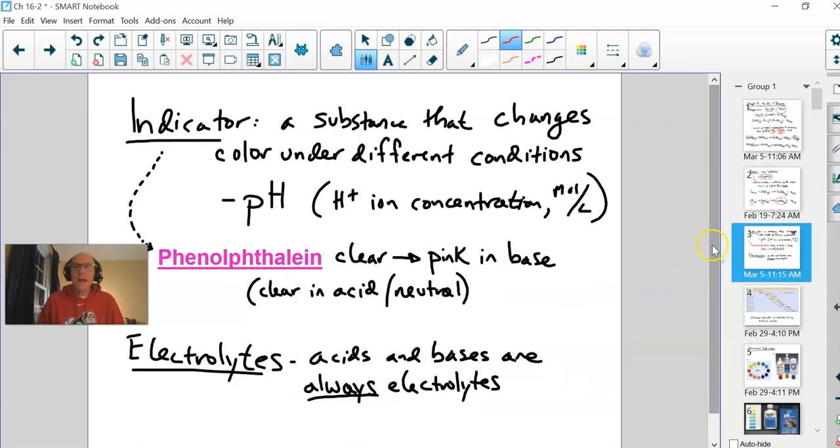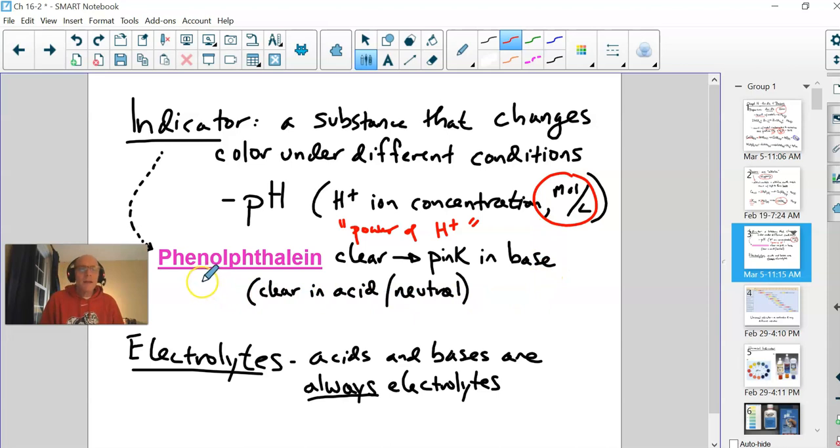When we study acids and bases and we do experimental work, we usually use an indicator. Indicators are substances that change color under different pHs. Now, what is pH? We'll get into that in great detail later, but you can think of it as the power of the hydrogen ion in solution. It's a measure of concentration in moles per liter, sort of, and we'll get into that more later.